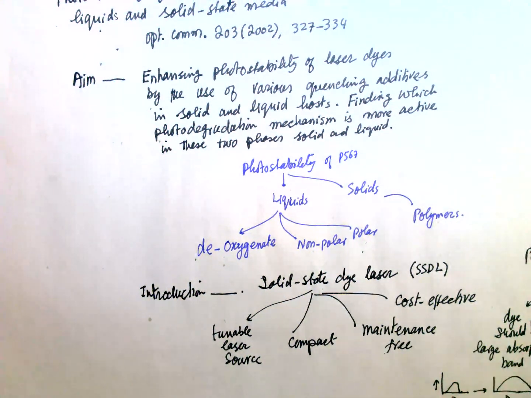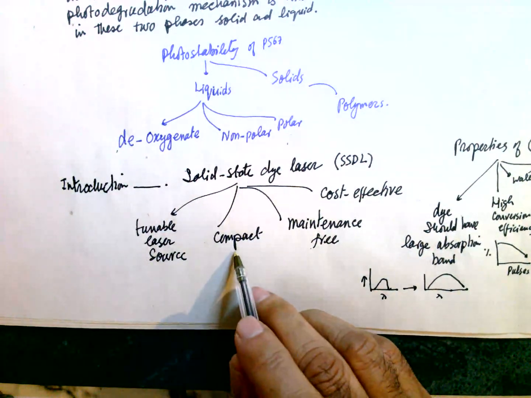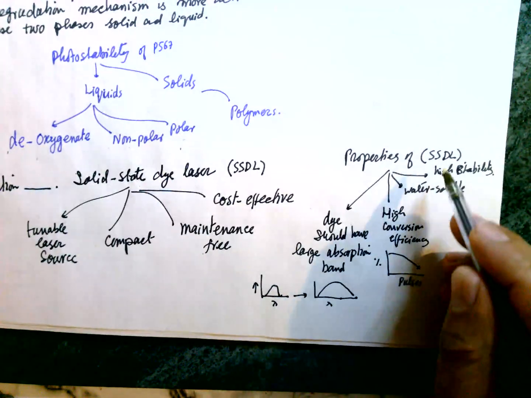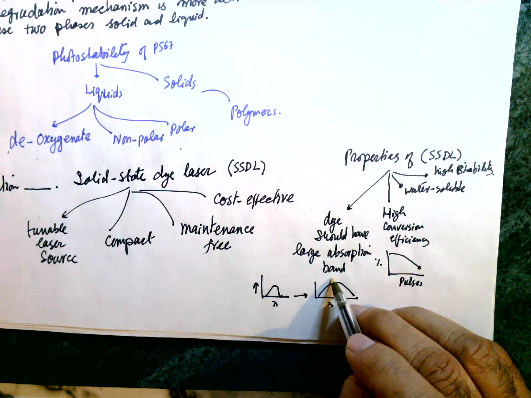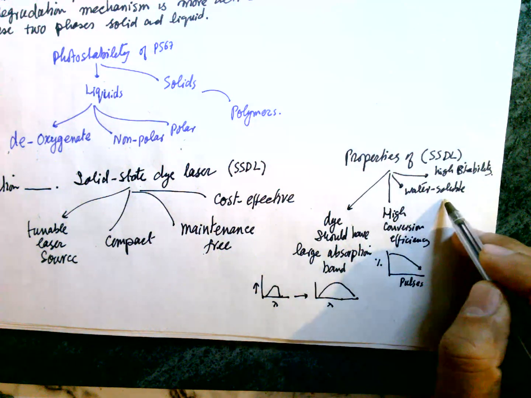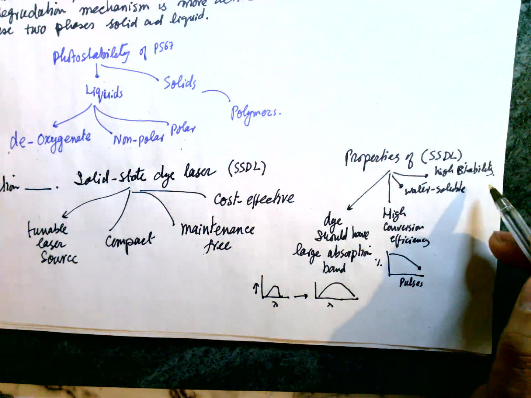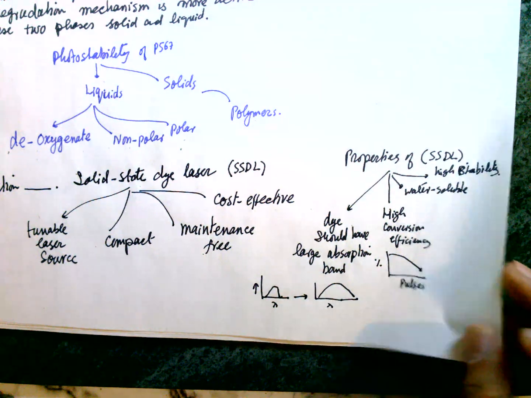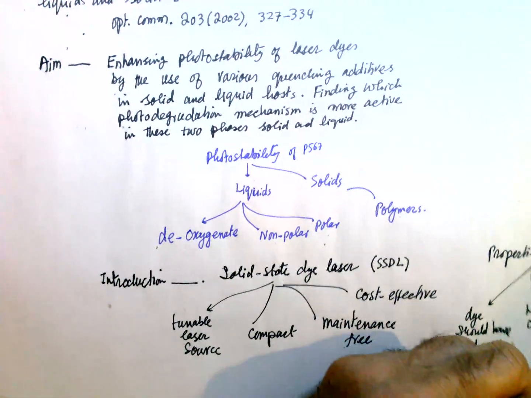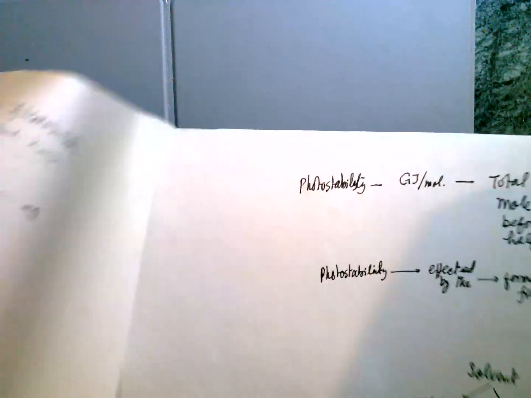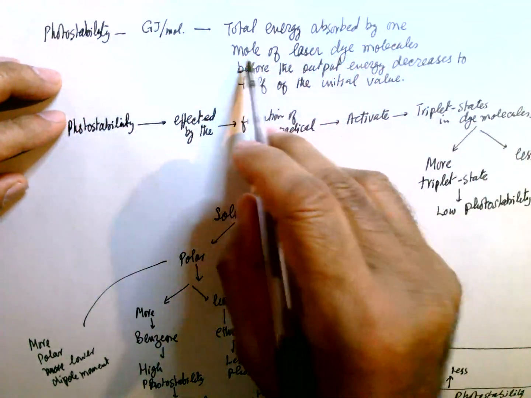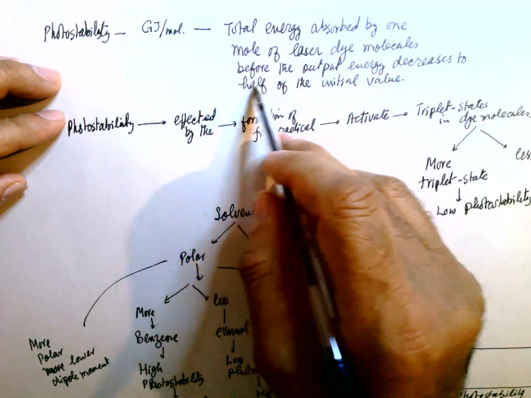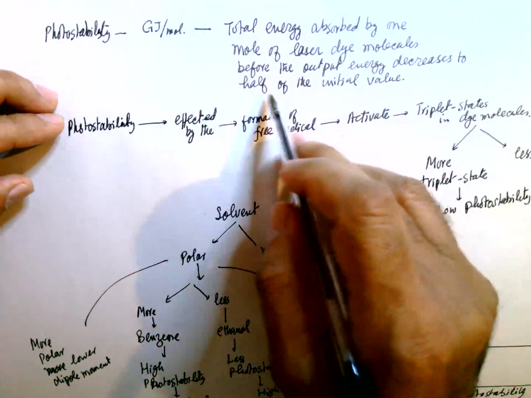Introduction: solid state dye laser, tunable, compact, maintenance free, cost effective. The dye should have a large absorption band, high conversion efficiency, water solubility, and high stability. Photostability is given in gigajoule per mole: the total energy absorbed by 1 mole of the laser dye molecule before the output energy is decreased to one half.